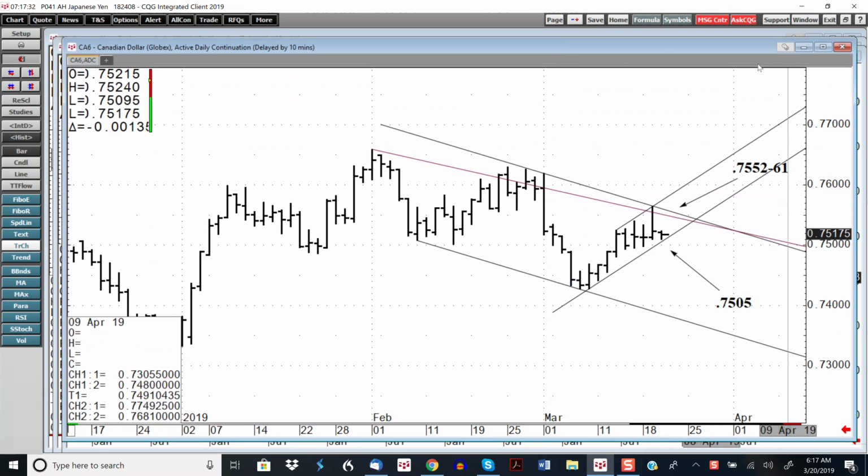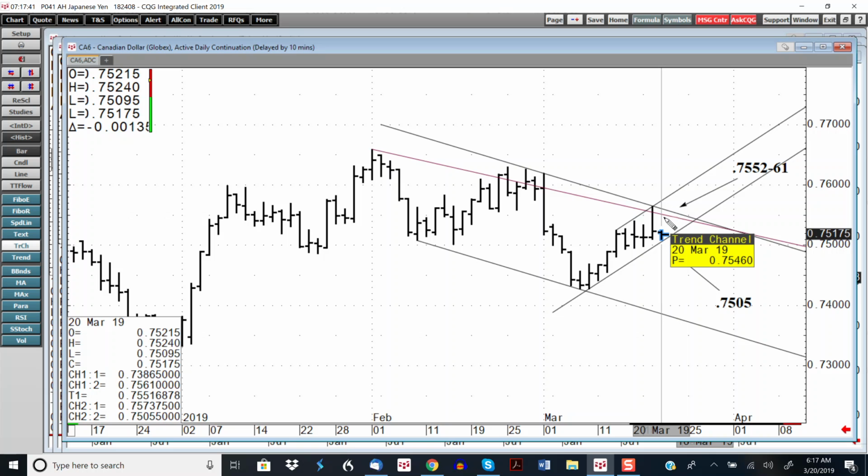Anyway, I've had to revise the Canadian dollar, and this is purely electronic Globex, which is the way it should be. This is an active continuation chart, so it takes into account previous contracts, which is the way it should be. And so I can't remember exactly what numbers I gave you yesterday for the Canadian dollar, but we did test this resistance area yesterday, and today it's at 75.52 to 61.